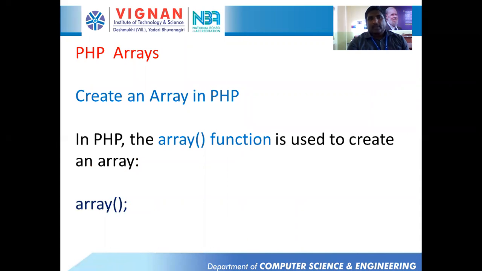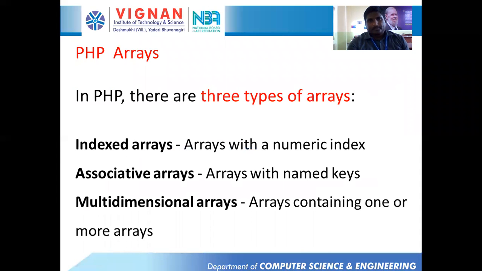So the syntax for array is by using the array function. So this is the syntax for array. Array is used to create an array. There are three types of arrays. One is indexed array, arrays with numeric index. Another is associative array, arrays with named keys, nothing but name value pairs.